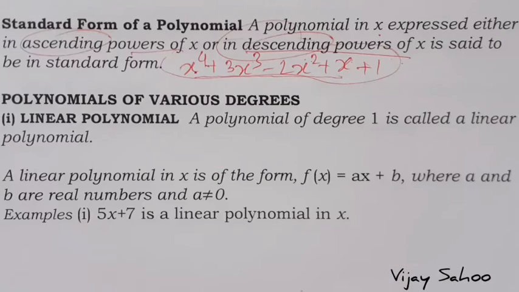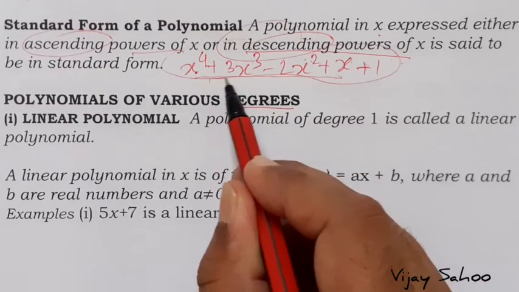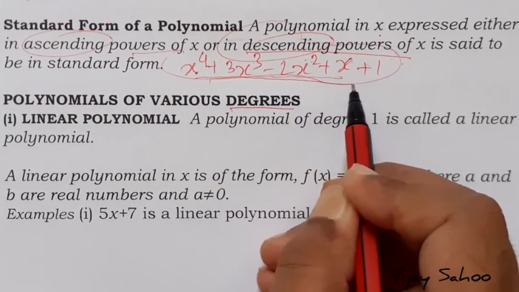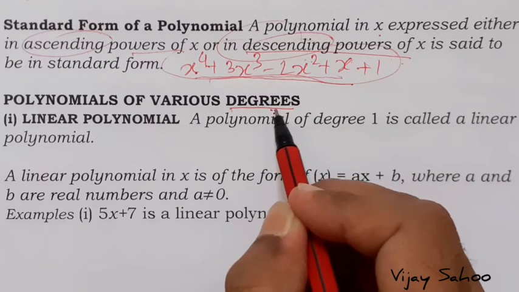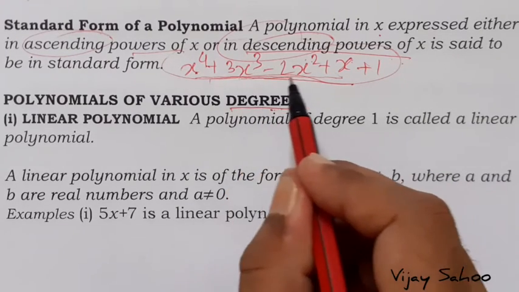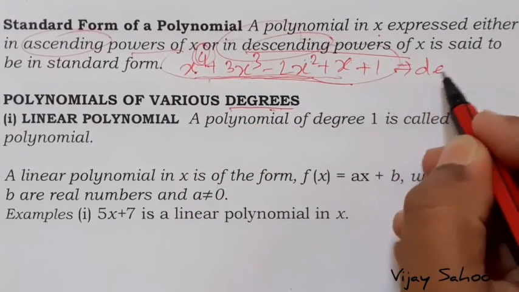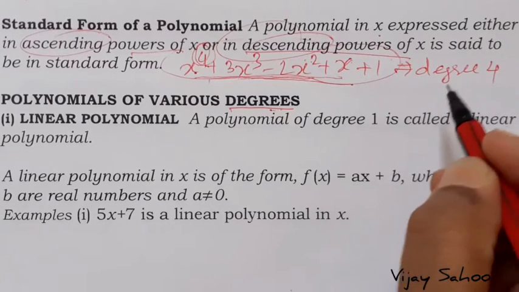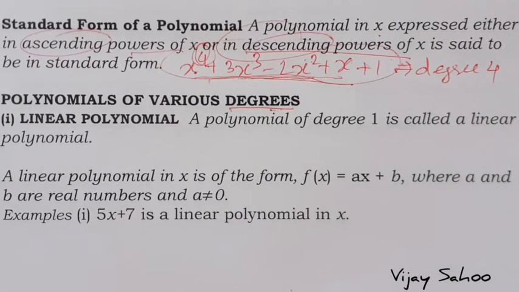Okay, now polynomials of various degrees. What does degree mean? In the equation I have given as an example, the highest power is said to be the degree of the equation. So in this equation the highest power is 4, so the degree is 4. But when the degree is 1, what will we say? When the degree is 2, what will be the name of that polynomial? That we are going to see now based on their degrees.